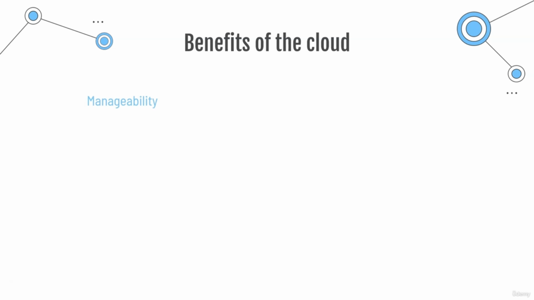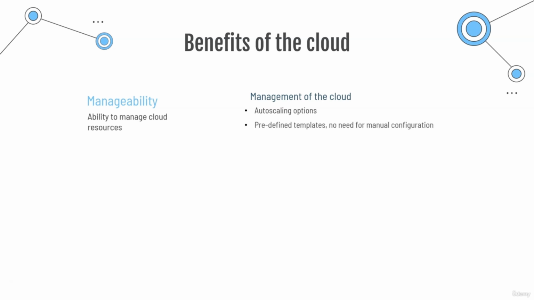Now let's talk about manageability. Manageability is referring to the ability to manage cloud resources. And here we have two distinctions. First, we have management of the cloud. This is referring to some options that we can use to automatically manage the resources in the cloud. So we have auto-scaling, predefined templates, automatic alerts, and also monitoring and additional things that are just there to help us to manage all of the resources in the cloud without the need to manually configure everything ourselves.